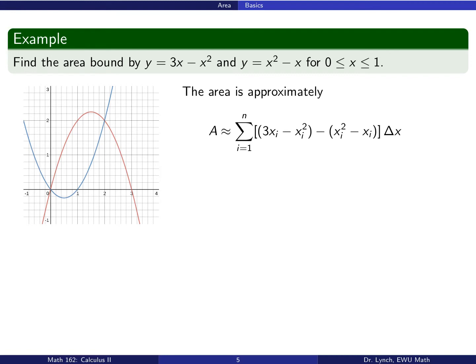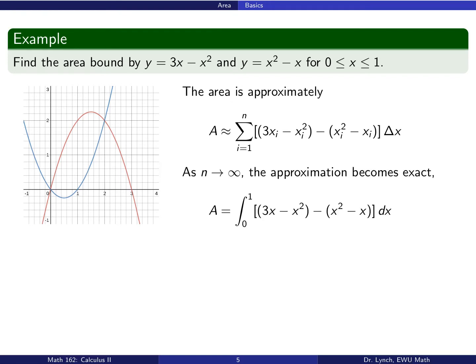So here you see f and g evaluated at x sub i. So this again is the area of the ith rectangle times delta x, the width. Add those up from 1 to n. As n goes to infinity, this approximation becomes exact.